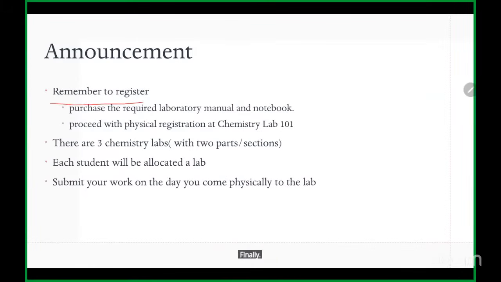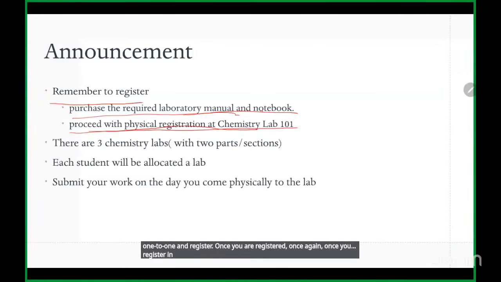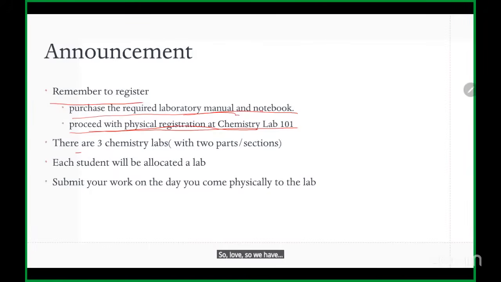Finally, remember to register. Purchase the required lab manual and notebook. Proceed to chemistry lab 101 and register. Once you register in a link, you'll be assigned to a lab. So we have three physical labs, each one with 2 sections. There's lab 101 A and B, lab 105 A and B, then there's lab 120 and 121.